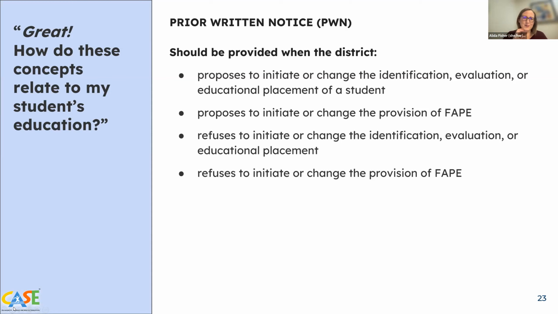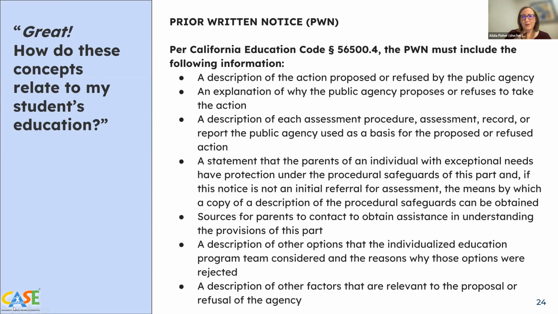All right. So next slide, please. When you do get a prior written notice from the district, it should have all of these 7 items in it. It should have a description of what the district is proposing to do or what they're refusing to do that you proposed, an explanation of why, a description of what they used to determine their logic, and all of the other components here. I'm not going to read through them.